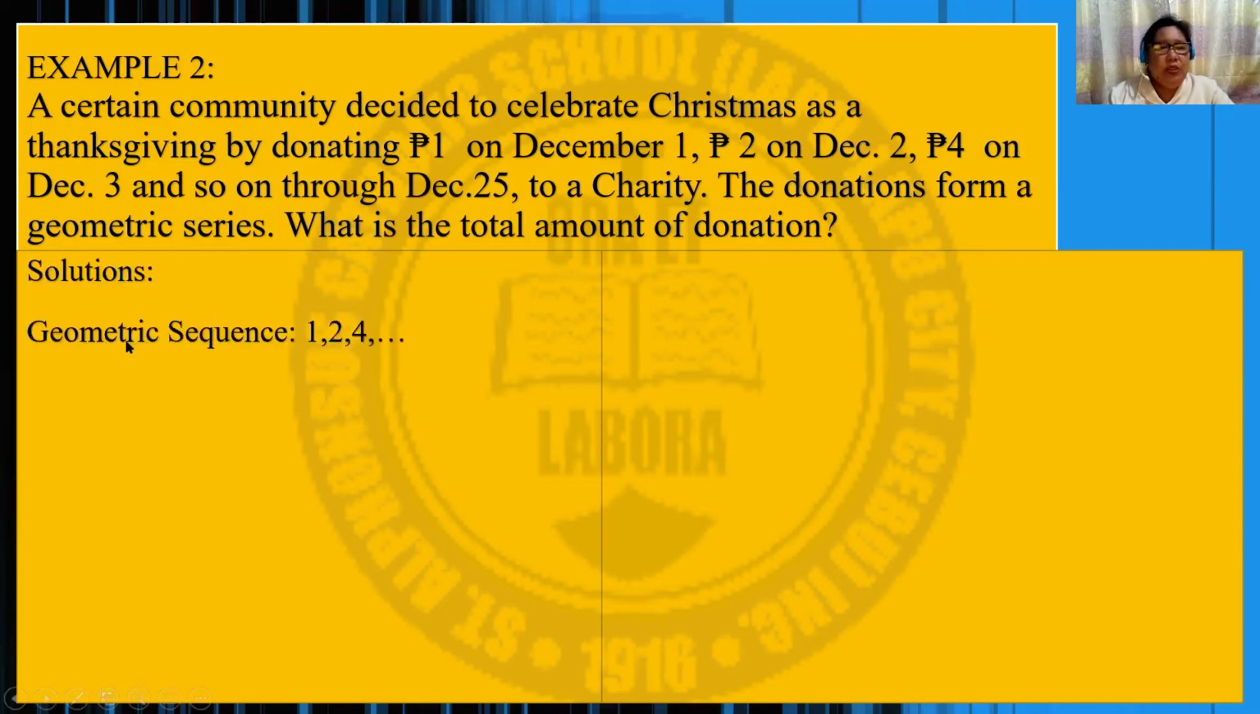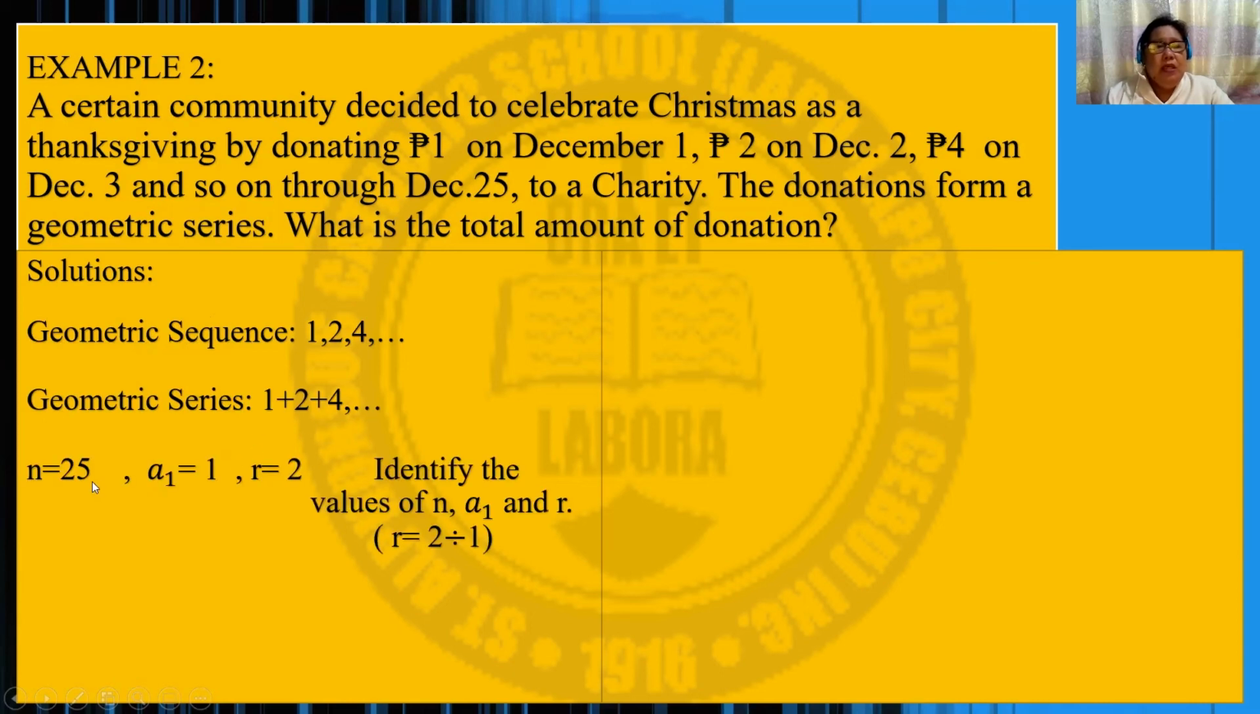Let us have the solutions. The geometric sequence form is 1, 2, 4, and so on. For the geometric series, 1 plus 2 plus 4. So, n is equal to 25 because it's until December 25. The first term is 1. The common ratio is 2. To find the ratio, you can divide 2 by 1, which is 2, or 4 by 2, which is still 2. So we can use the formula S sub n is equal to a sub 1 times the quantity 1 minus r raised to n all over 1 minus r.